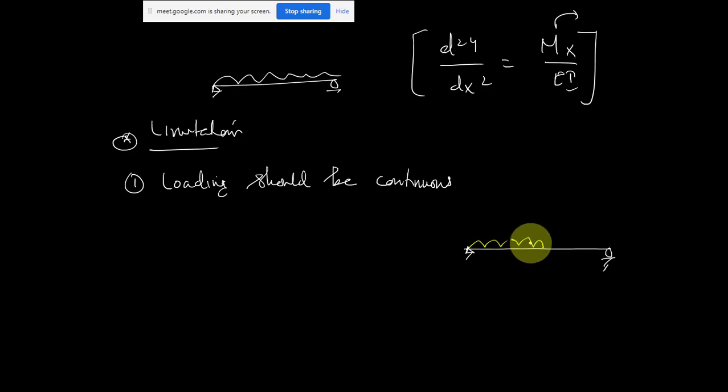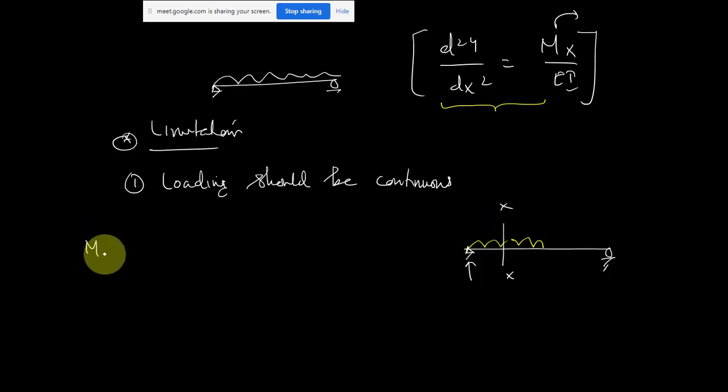So this loading is not continuous, it is discontinuous, because the loading is only there up to this point. After this there is no UDL. So in this example, you can't apply the double integration method directly. The reason is, if you take a section here, you will get an equation for the moment.